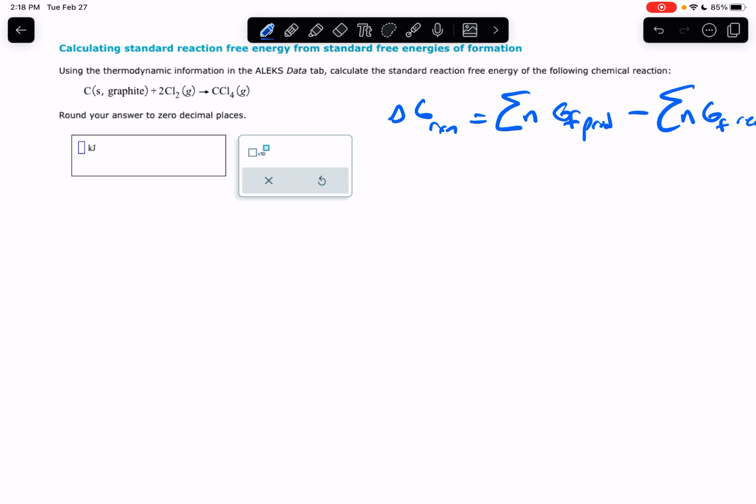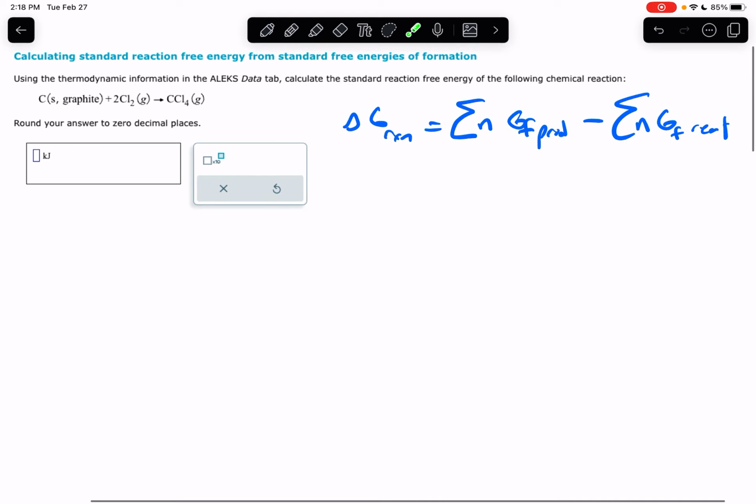So if you take a look over at our actual equation, we have CCl4, 1 mole of it only, but over here we have 2 moles of Cl, 1 mole of C, and they're being added together. So let's start with our products, because we always start with our products, and we're just going to write change in G is equal to, and now we're going to add up all of our products.